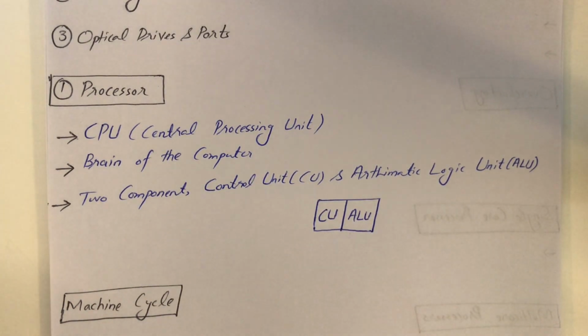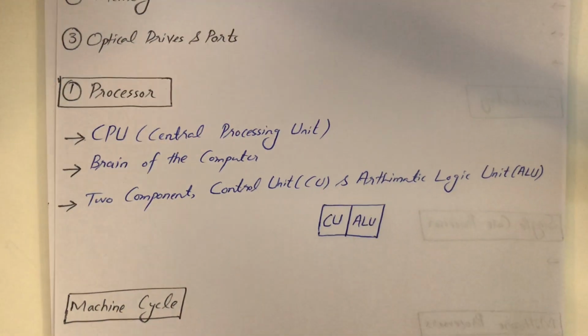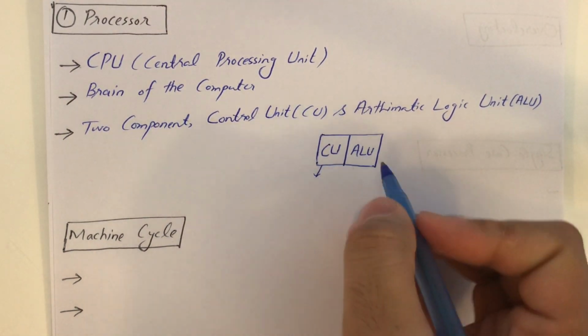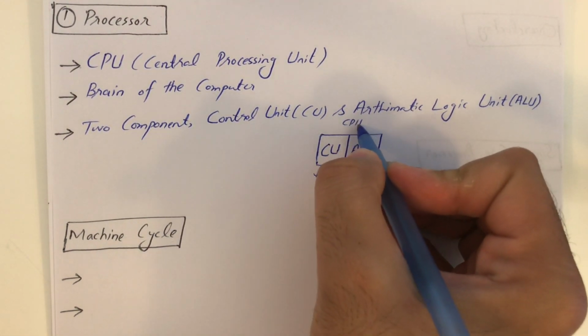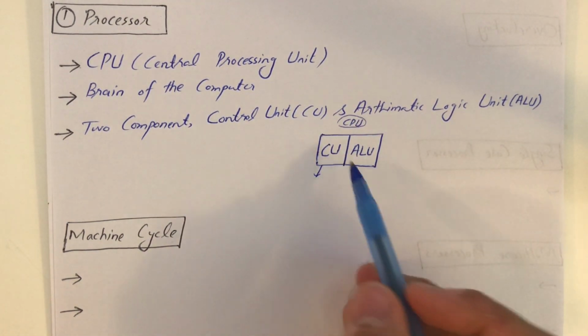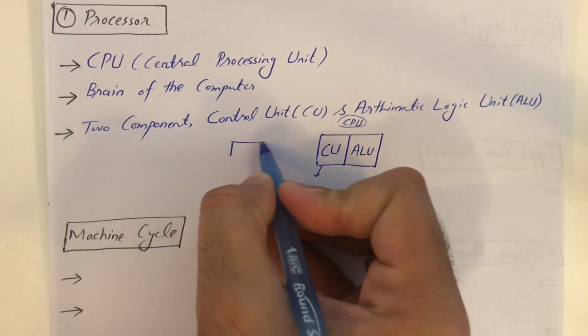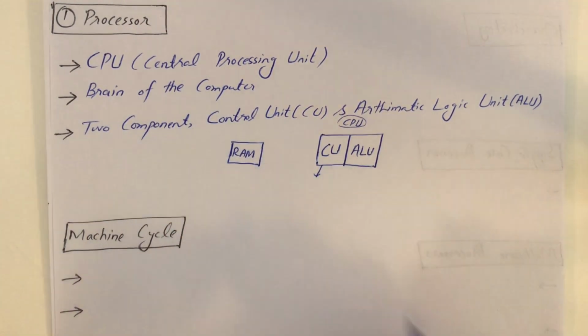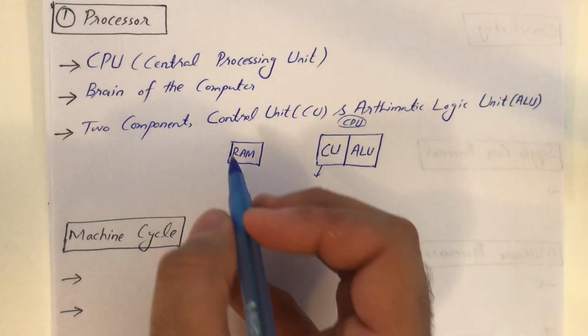So what are different aspects of what exactly CU does and what ALU does? So basically, control unit, let's say this is your CPU, and that's the CPU chip. In fact, as I mentioned earlier, it has two components. So before the CPU, we have another component which is called RAM, random access memory. We'll discuss RAM in a while.